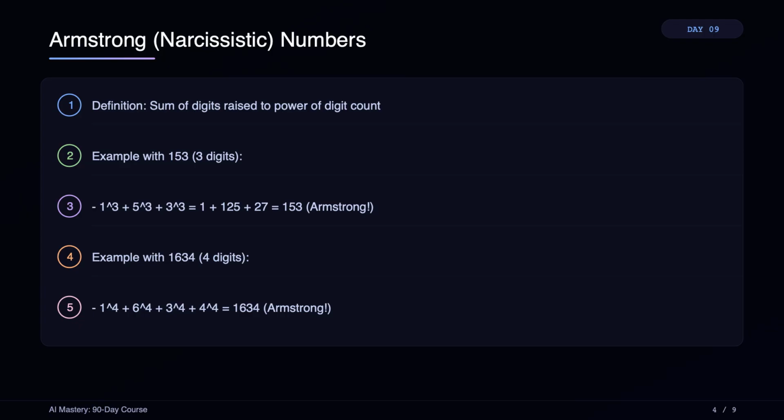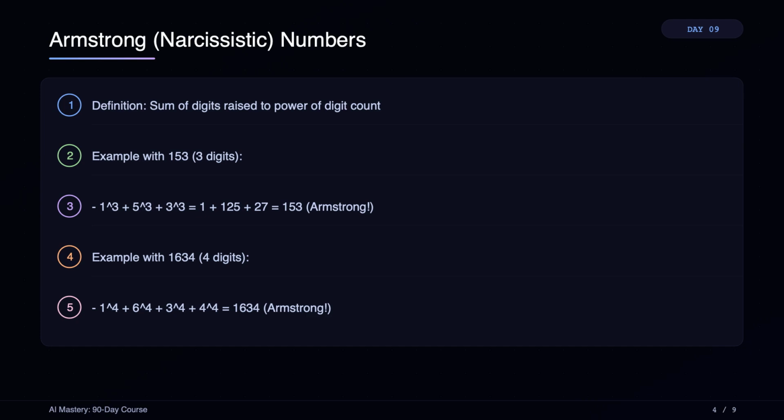Next, let's examine Armstrong numbers, also known as narcissistic numbers. A number is an Armstrong number if the sum of its digits, each raised to the power of the total number of digits, equals the original number. For example, the number 153 has 3 digits. If we take 1 cubed, plus 5 cubed, plus 3 cubed, we get exactly 153. Similarly, the 4-digit number 1634 equals 1 raised to the 4th, plus 6 to the 4th, plus 3 to the 4th, plus 4 to the 4th. Let's implement a loop to check this.